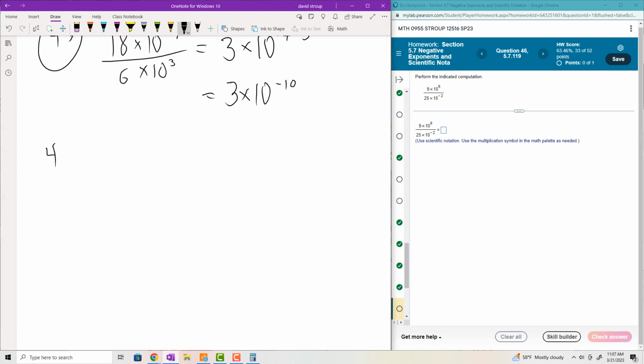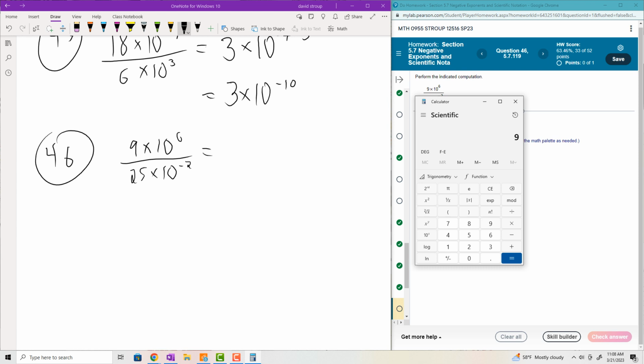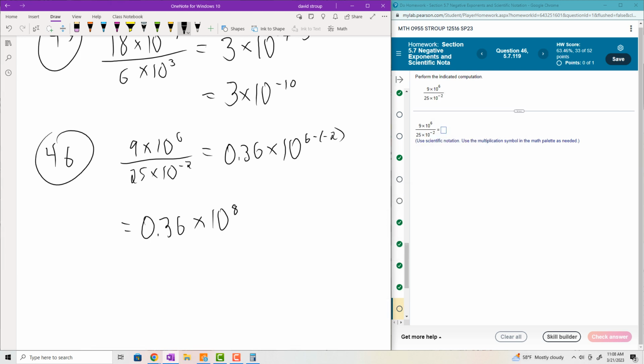This one is a little weird because the numbers aren't as nicely behaved. You can't just easily divide out 9 and 25, right? So you just go to your calculator. 9 divided by 25 is 0.36. So 0.36 times 10 to the 6 minus negative 2. 0.36 times 10 to the 6 plus 2 will be 8. And it's still not in scientific notation because the 0.36 isn't in notation.